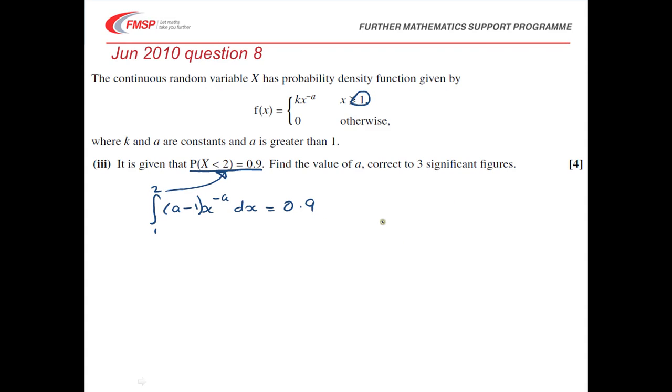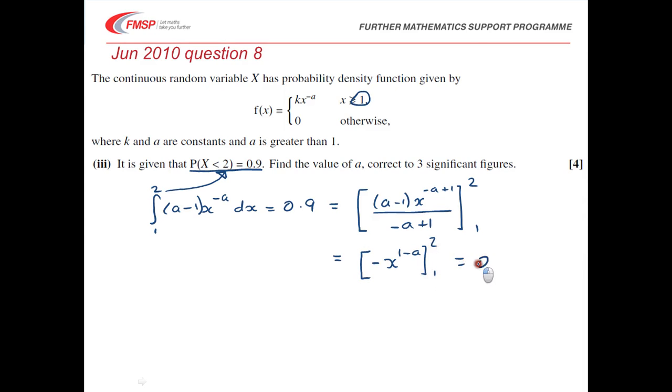So we carry out the integration and basically see what happens. If I integrate this, that's going to give me a minus 1, x to the minus a plus 1, divided by minus a plus 1, evaluated between 1 and 2. Now there's some cancelling that can be done here because the numerator and denominator are the same up to a negative factor. So that's going to give me minus x to the 1 minus a, might as well tidy that up as well, between 1 and 2. And again, I know that that's going to give me 0.9.